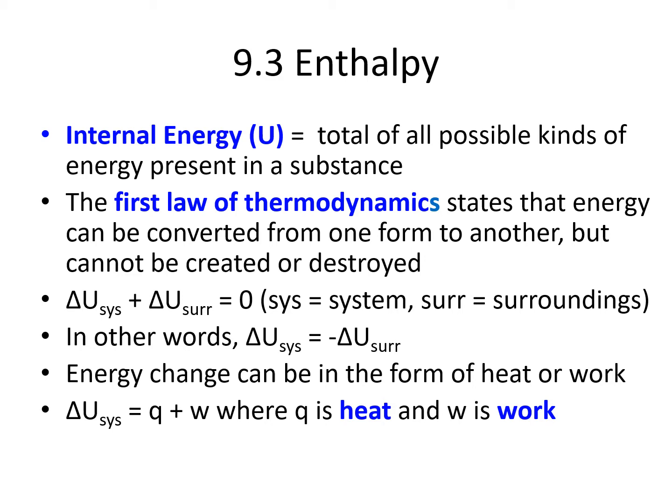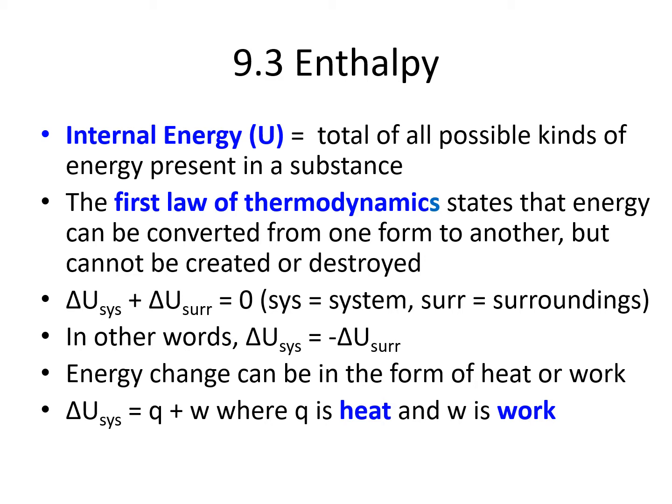The first law of thermodynamics tells us that energy can't be created or destroyed. It's only converted from one form to another. We can express this in equation form, related to the system and the surroundings. Delta U for the system, that is, change in internal energy for the system, plus delta U for the surroundings, change in internal energy for the surroundings, equals 0. There can be a movement of energy from the system to the surroundings or from the surroundings to the system, but there is no net change.